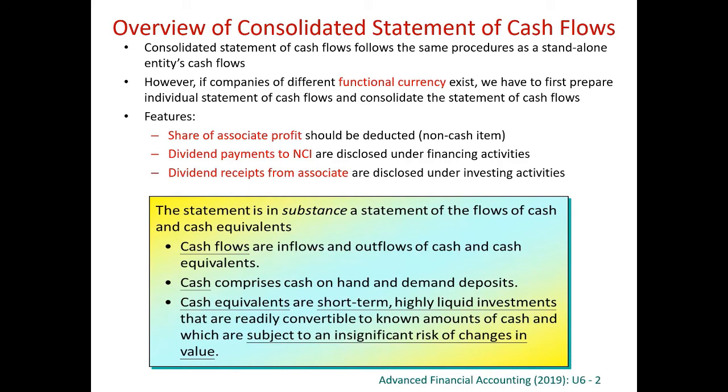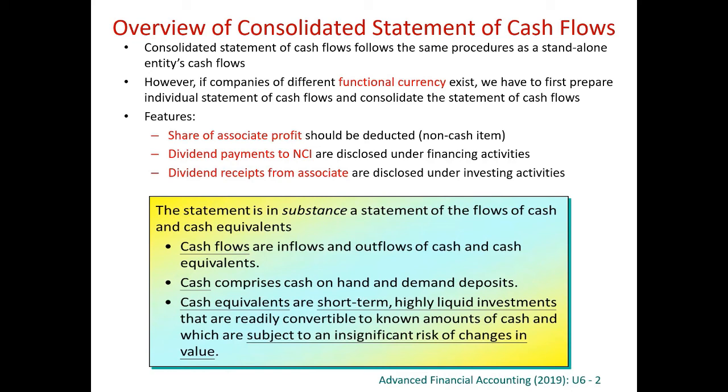You may not know what a functional currency is now, because functional currency will be introduced in the next unit. So basically, a functional currency means the currency in which the company functions. We'll explain it in detail in Unit 7. As I've said before, a consolidated statement of cash flow follows the same procedures as a standalone entity's cash flow, except for the fact that some items we never find in a standalone entity's cash flow statement.